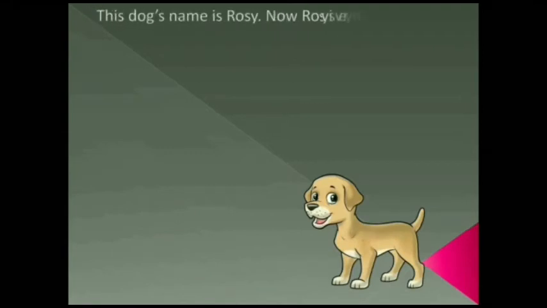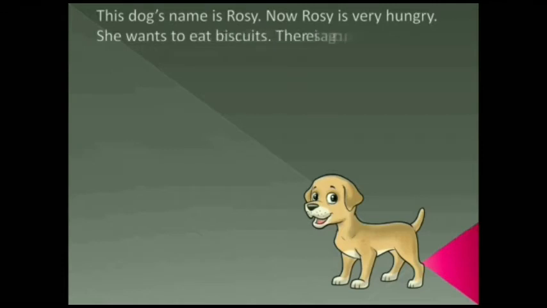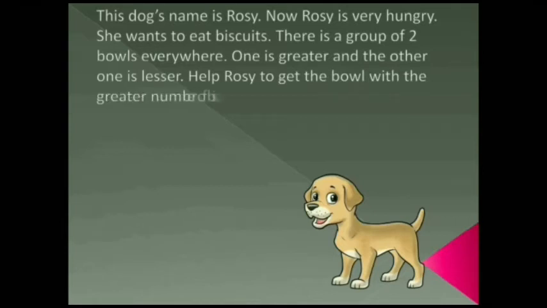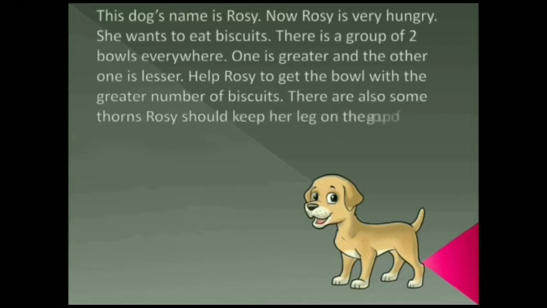This dog's name is Rosie. Now Rosie is very hungry. She wants to eat biscuits. There is a group of two bowls everywhere. One is greater and the other one is lesser. Help Rosie to get the bowl with the greater number of biscuits. There are also some thorns. Rosie should keep her leg on the group of thorns which has lesser number of thorns.